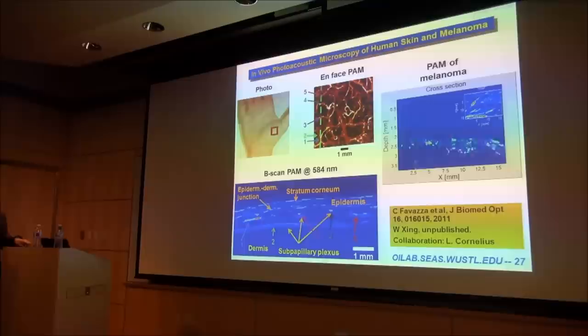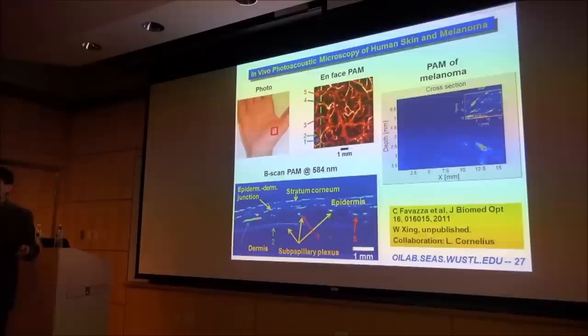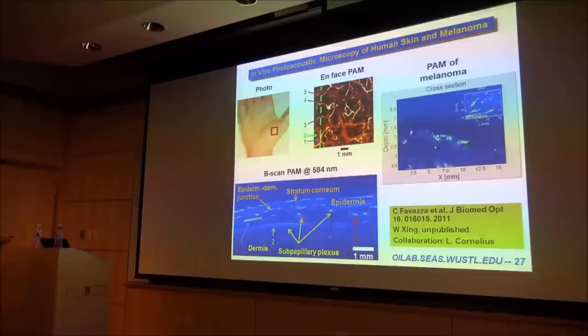It's excellent for skin imaging using this system. Using endogenous contrast, namely hemoglobin absorption, which is in red blood cells, you don't have to inject any contrast agents. You can see a map of the blood vessels. Right, this is a B-scan showing you the skin structures.